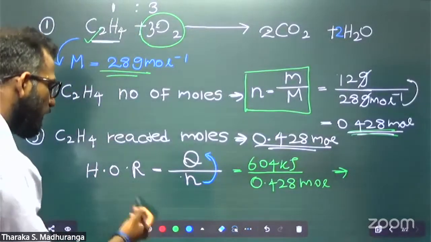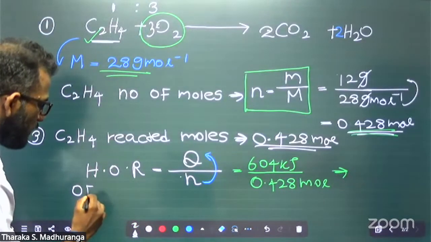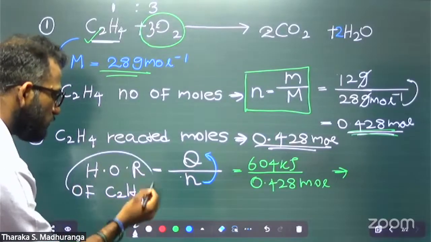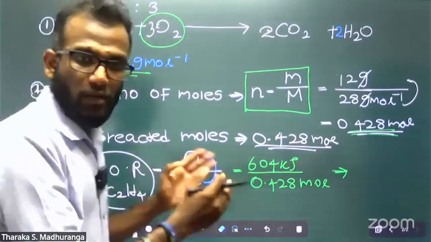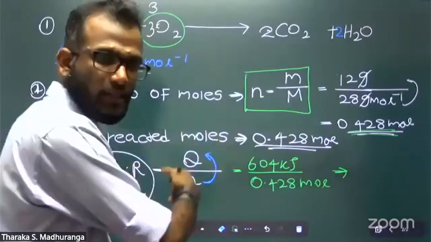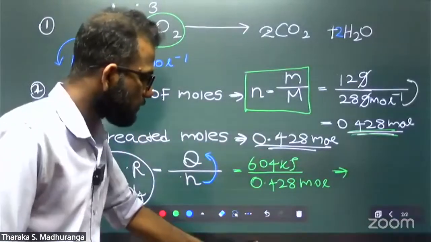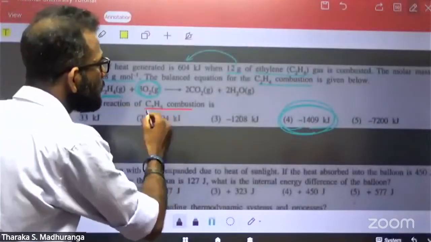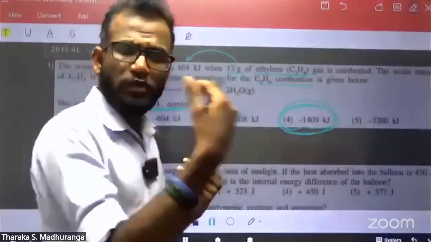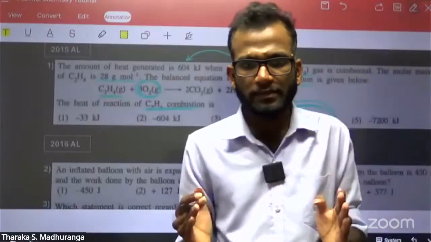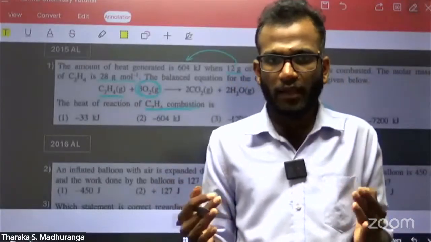Then the heat of reaction of ethylene, C2H4, is this value. It is not for oxygen. The question asks for the heat of reaction for ethylene combustion, not for oxygen. Oxygen we don't need.